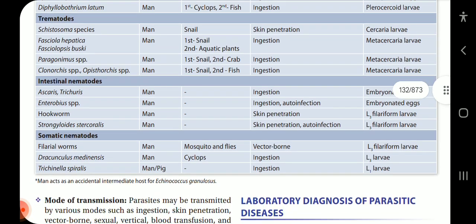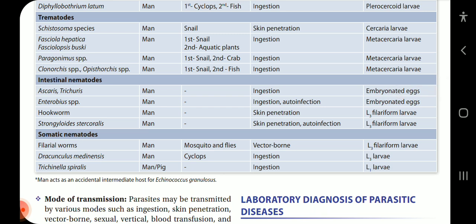Now, trematodes. Schistosoma species: definitive host man, intermediate host snail, mode of transmission skin penetration, infective form cercaria larva. Fasciola hepatica, Fasciolopsis buski: definitive host man, intermediate host snail and aquatic plants, mode of transmission ingestion, infective form metacercaria larva. Paragonimus species: definitive host man, intermediate host snail and crab, mode of transmission ingestion, infective form metacercaria larva.